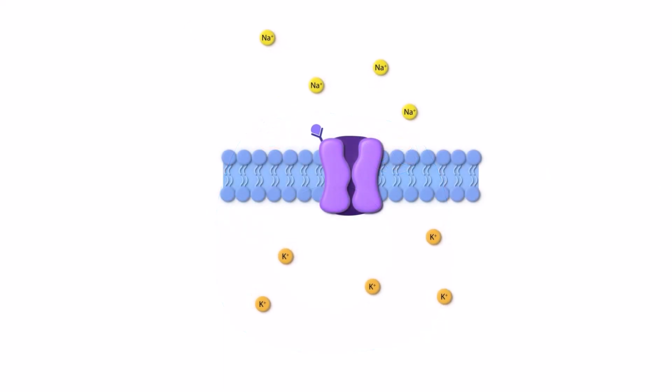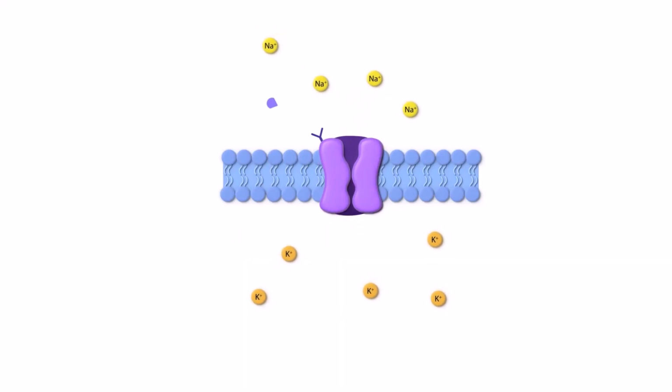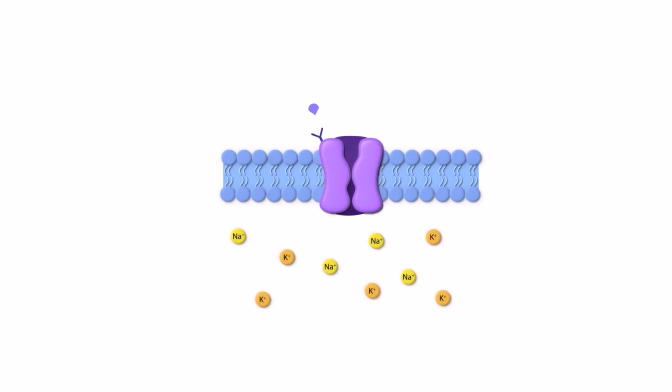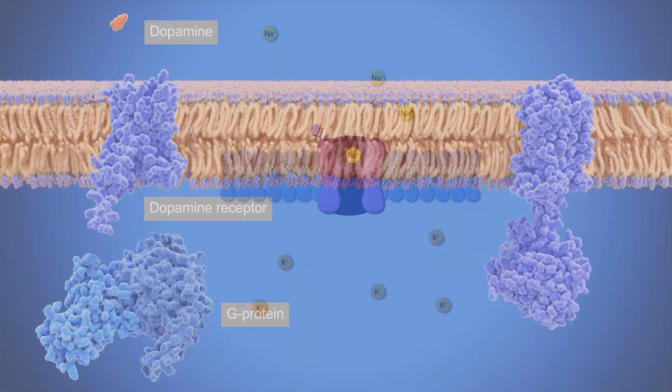Gated ion channels are located in the plasma membrane and allow for the controlled flow of ions into and out of the cell. The channel proteins remain closed until a signaling molecule binds to the channel protein. When this occurs, the channel protein changes its conformation, allowing ions to flow into or out of the cell. When the signaling molecule is released, the channel protein resumes its closed conformation, preventing the ion flow.